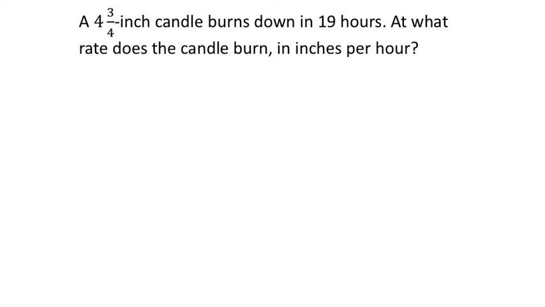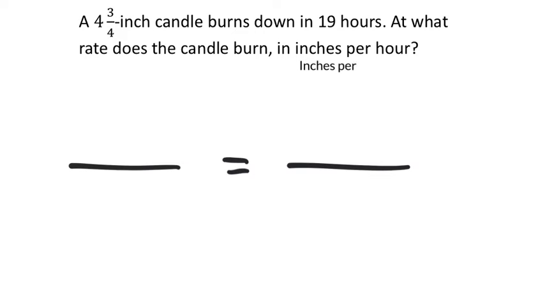We see a problem like this one. A 4 3/4 inch candle burns down in 19 hours. At what rate does the candle burn in inches per hour? So again, we're looking at two fractions because we are comparing inches and hours on this one. They should be equivalent, so we're looking at a proportional situation. And over here it says inches per hour, right? Really that's inches per 1 hour, which tells us we're looking at a unit rate, which then tells us that we're really looking at a constant of proportionality once we find this unit rate.